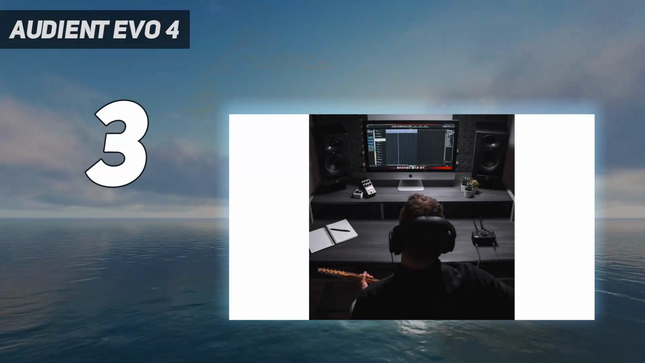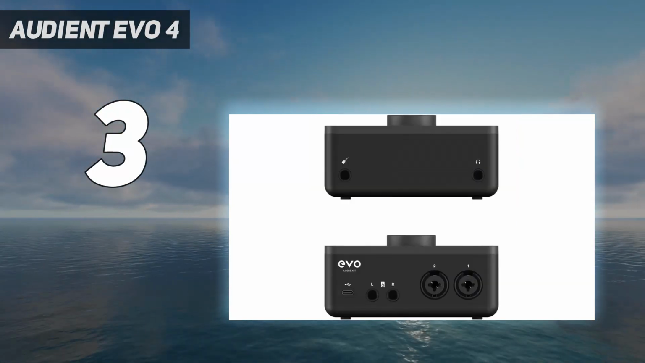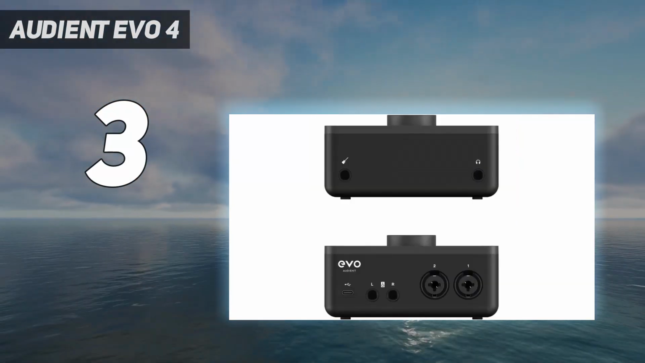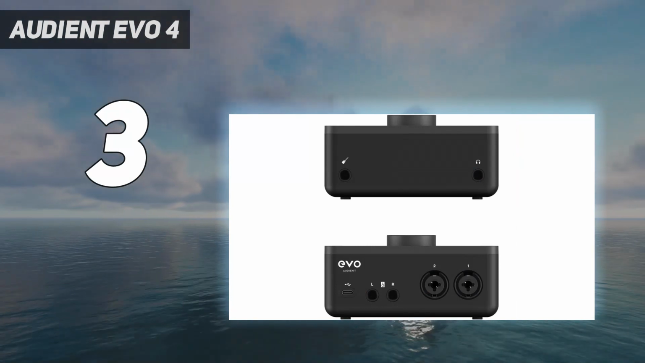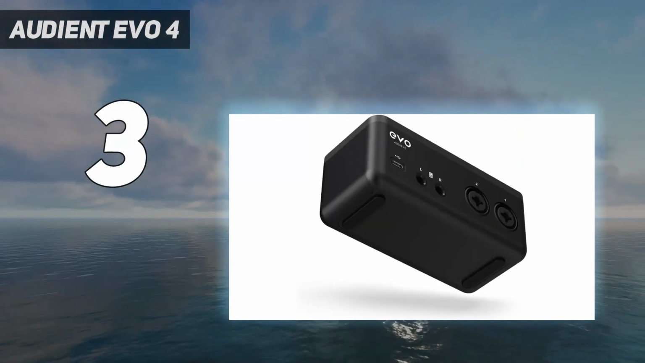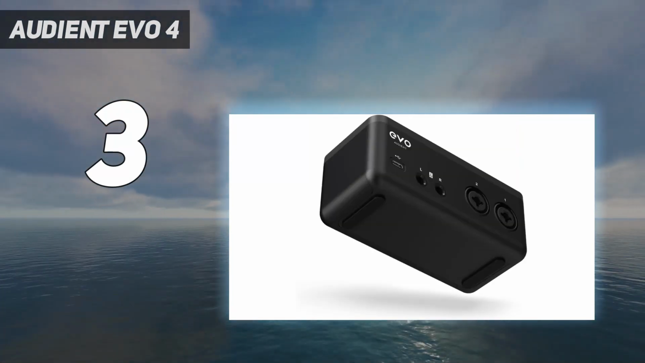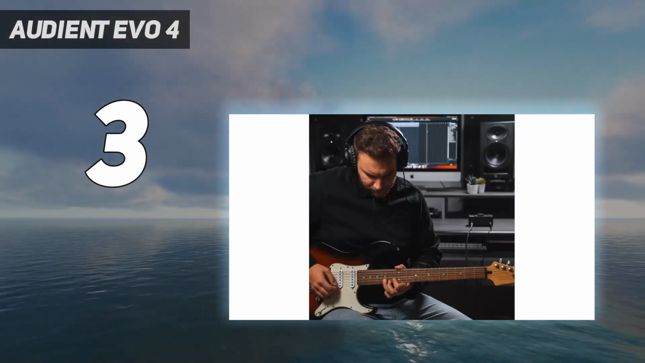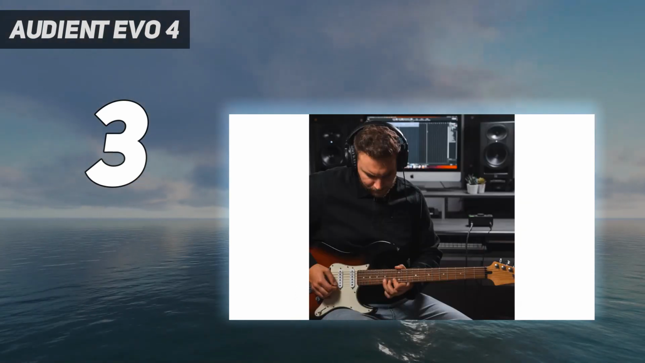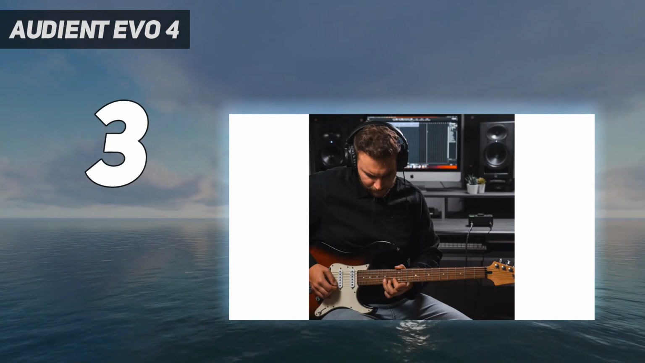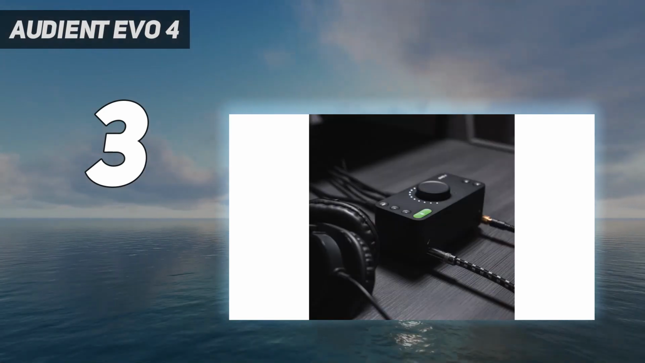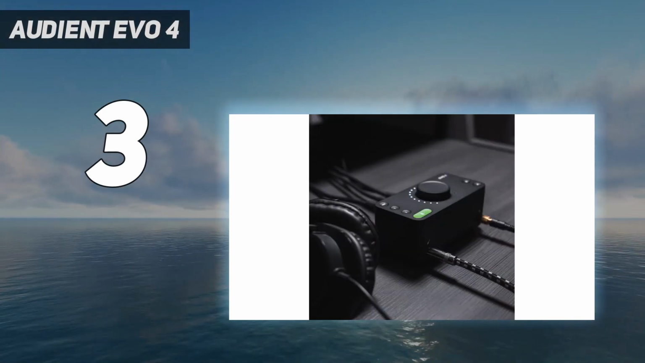At number 3. Audient EVO4. The compact EVO range was launched a couple of years ago to much acclaim. You'll find 2 combi mic/line inputs around the back of the EVO4, and 1 instrument-level input at the front for connecting guitar or bass, which then overrides the first input around the back. The more expensive EVO8 doubles the inputs to 4.